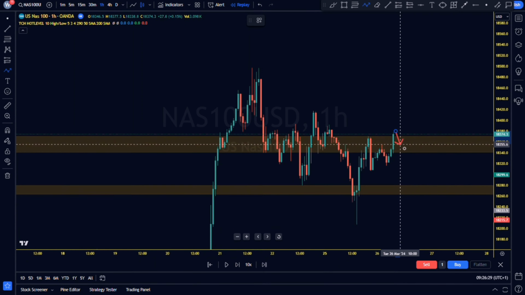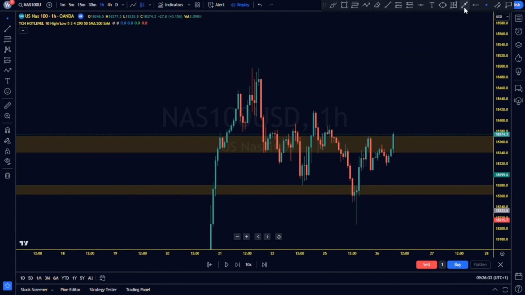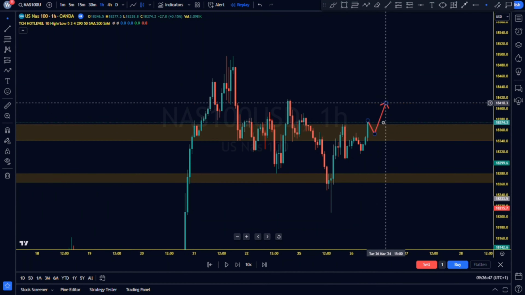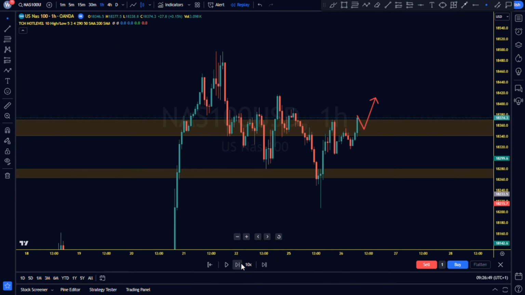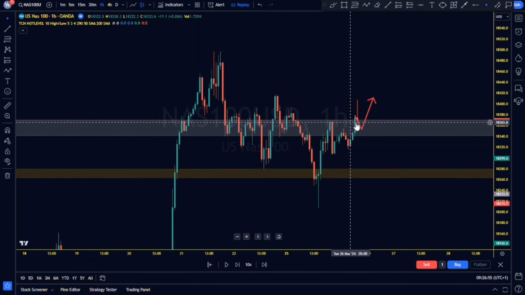So what I'm going to be looking for, let me show you guys, is something like this, and then a push up. This is the thing I'm going to be looking for. I just want price to push back to the key level, and I'm going to be looking for buys. Now we have price pushing into the key level area, and then we have the buy.